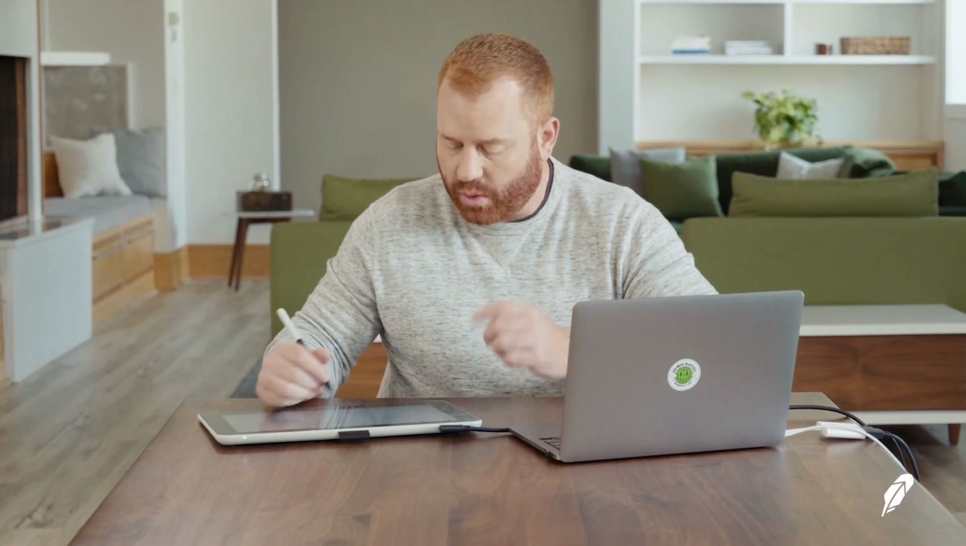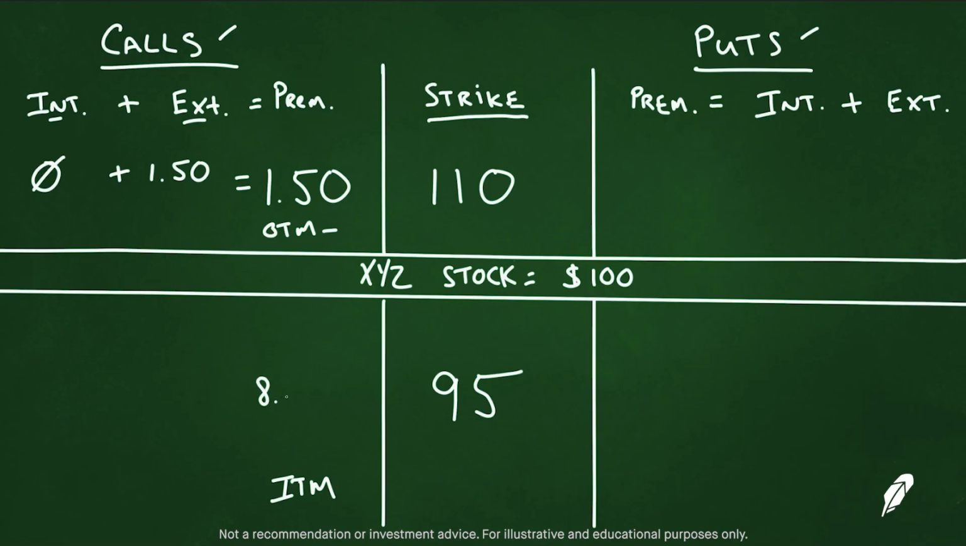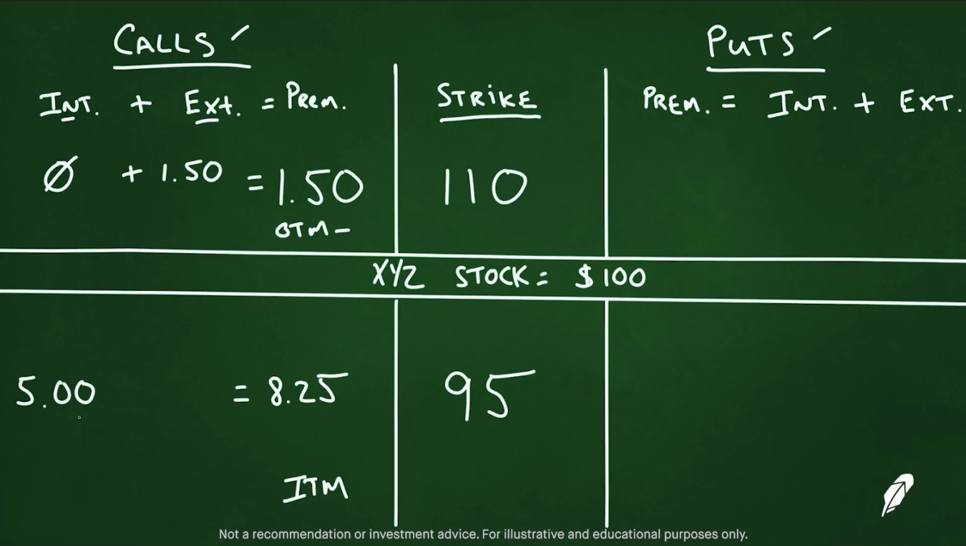Let's look at the 95 call. Now this option would be in the money, right? Because the stock price is above our strike price of the 95 strike. Now let's just imagine this option is trading for $8.25. We know that the difference between the strike price of 95 and the stock price of 100, that's about $5 right there. So that would be our intrinsic amount of the option.